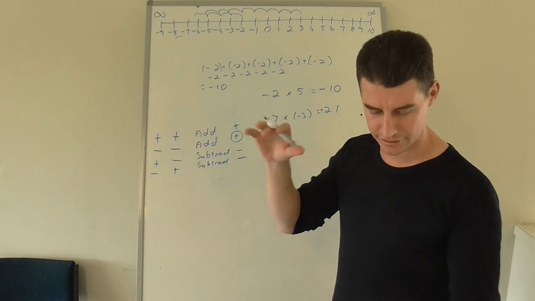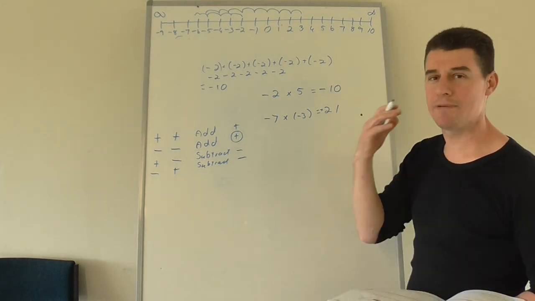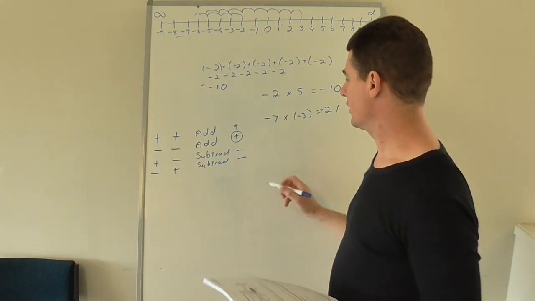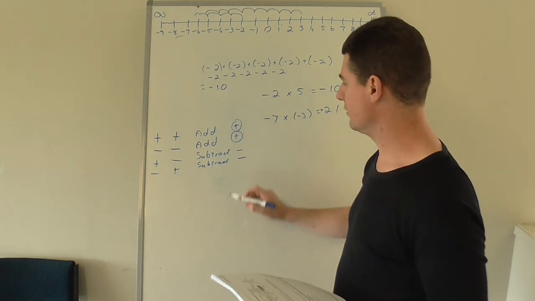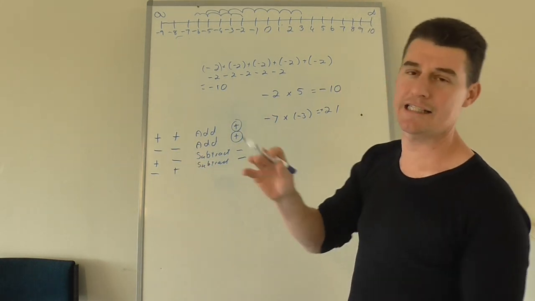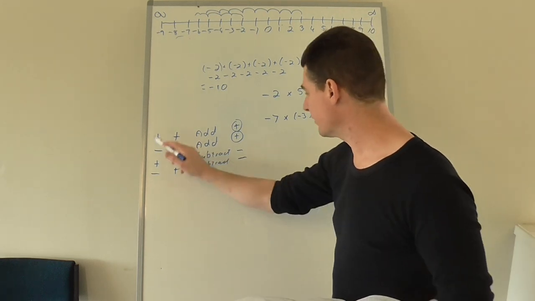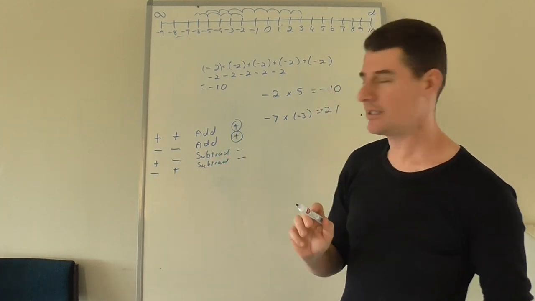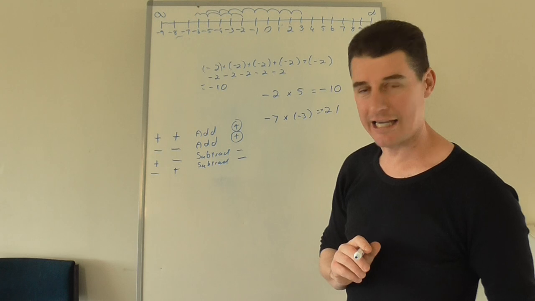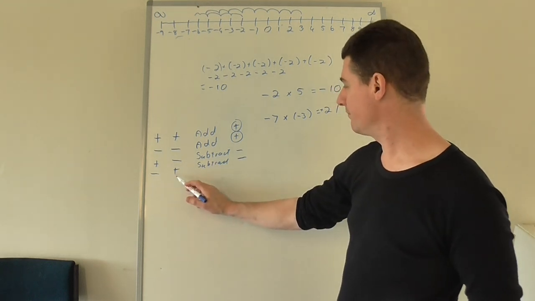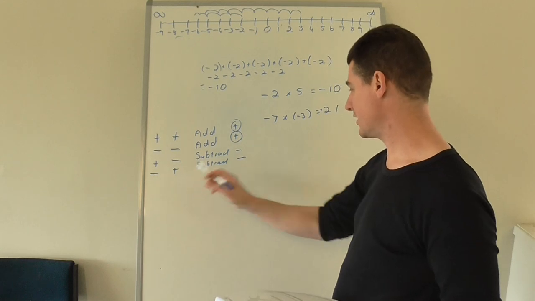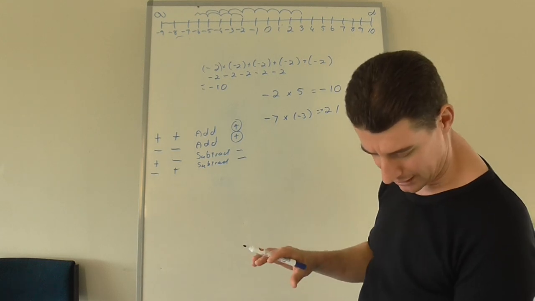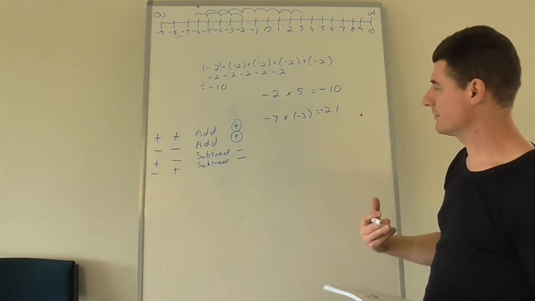When you do division as well as multiplication, you also use these rules. If you multiply or divide two positive numbers, your answer will be positive. Two negative numbers, your answer will be positive. If you multiply a positive and a negative number, your answer will be negative. If you multiply or divide a negative and a positive, your answer will again be negative. That's just a little something that you need to know and that you need to practice.